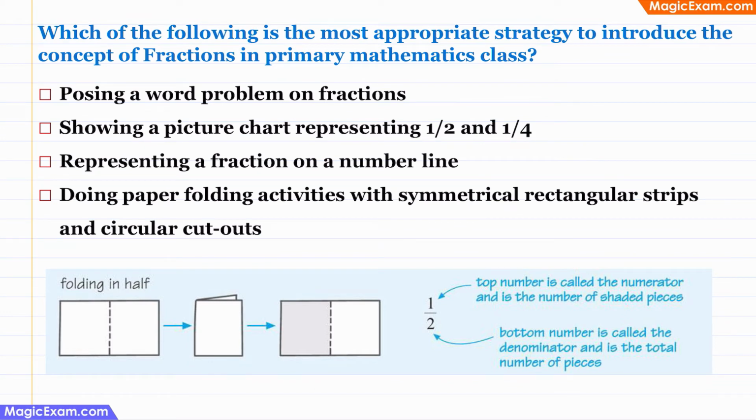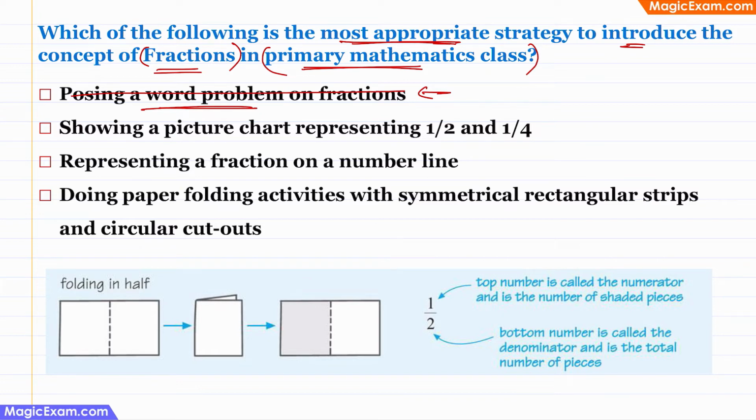In this question, we are being asked which of the following is the most appropriate strategy for introducing the concept of fractions in a primary mathematics class. Now in a primary mathematics class, children have just learned the concept of numbers, and now we are trying to introduce the concept of fractions. So if we give the problem as a word problem, then first they will have to understand the word problem, then they have to convert it into a mathematical problem or write it in numbers, and then they'll be able to understand it or solve it. So this is quite complex. So this cannot be the most appropriate way of introducing fractions in a primary mathematics class. So this can be eliminated.